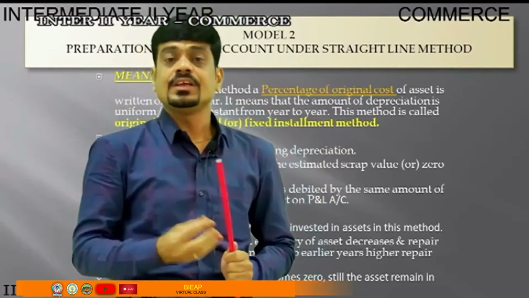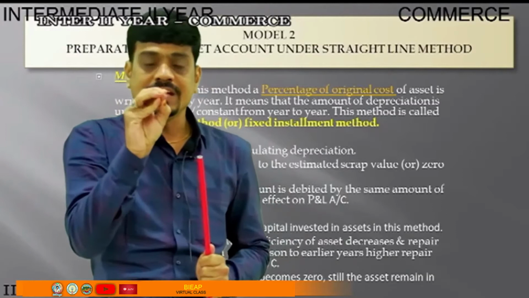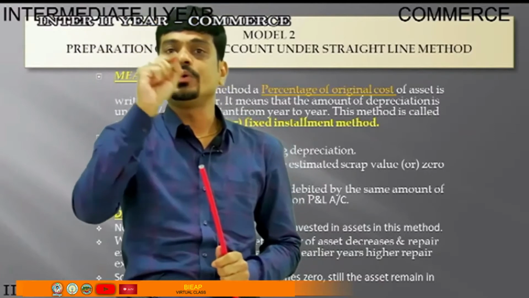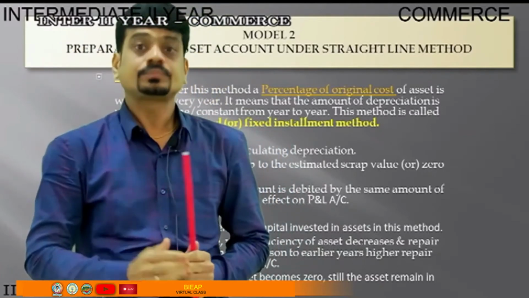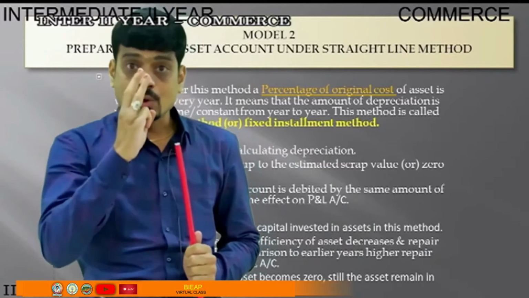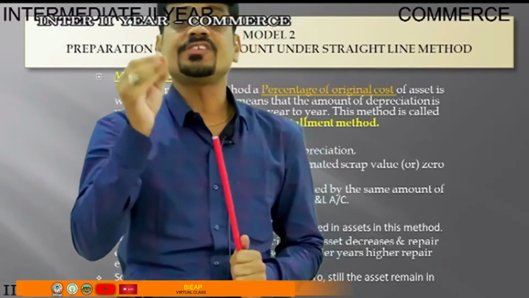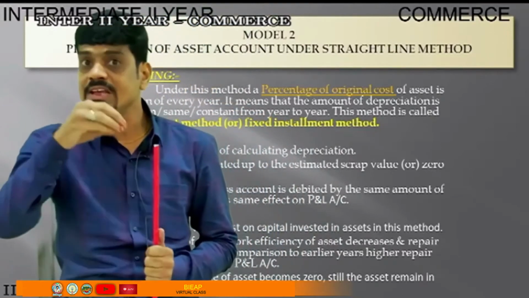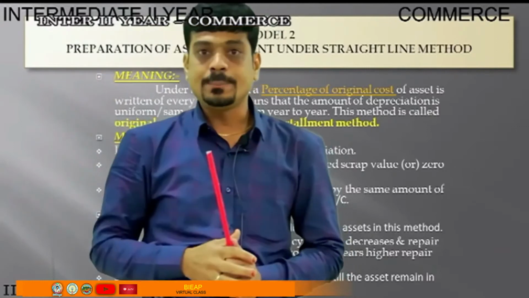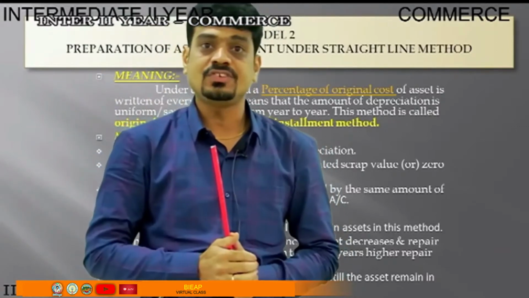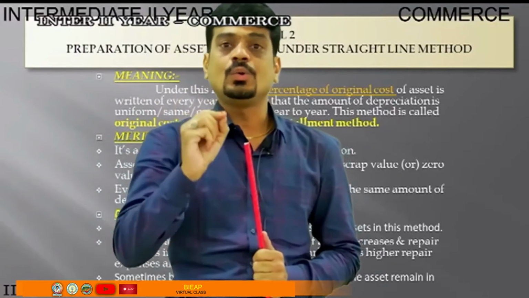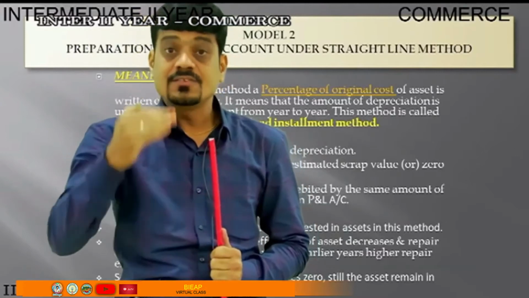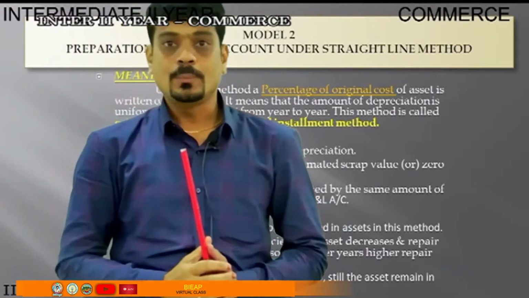Then second entry, in case there are any installation expenses, then we'll write the entry asset account debit to cash account again. Third entry, which we are going to pass on 31st March every year, that is for charging depreciation. Every year on 31st March we have to charge depreciation. And what is the entry for charging depreciation? Depreciation account debit to asset account. These 3 basic journal entries will guide you to solve the problem.